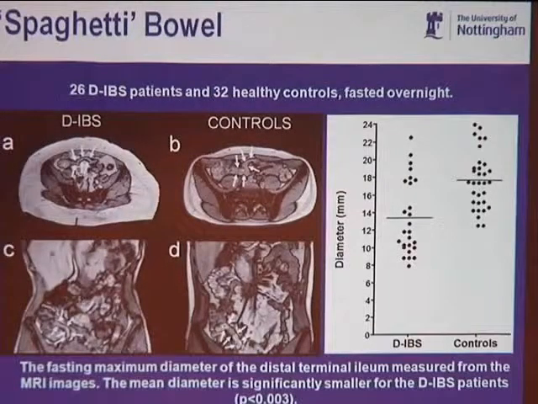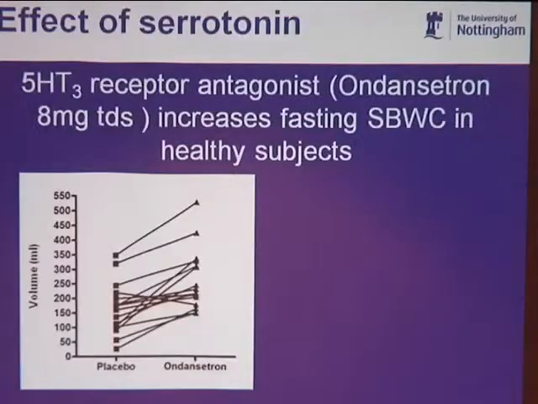Okay, thanks. And this also relates to the diameter of the small bowel. So there's a sort of general story here. The person who really leads this project, I think, the translational scientist at Nottingham who links the MR and the gut group, is Italian, and he's called it spaghetti bowel. The bowel in IBS patients is very constricted, and there's a smaller diameter, which links to having a smaller water content. Linked to this, in healthy control subjects, if you give a 5-HT antagonist, you find you get an increase in water content in the small bowel.